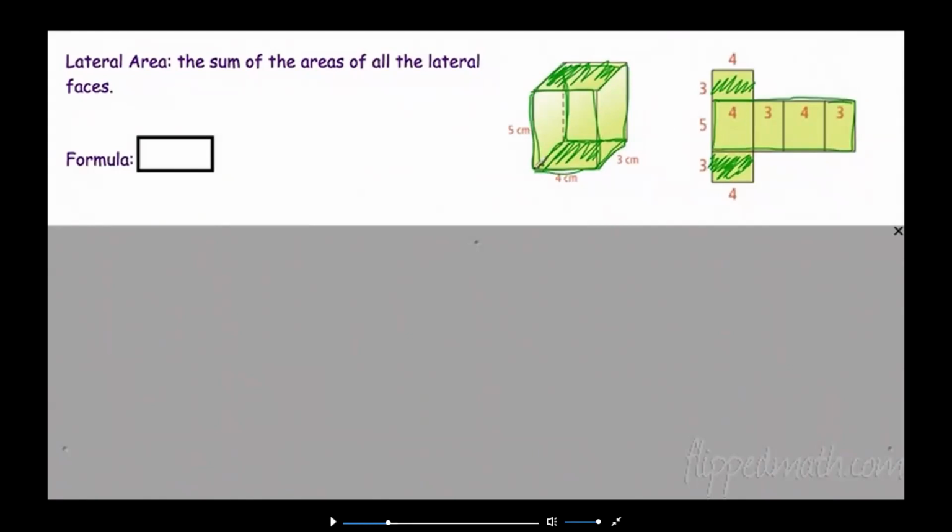Please make special note that the unfolded shape on the right is called a net, N-E-T. It is when you take all the surfaces and lay them out still connected on each edge. So that's a net.